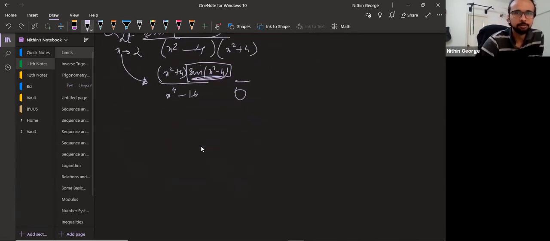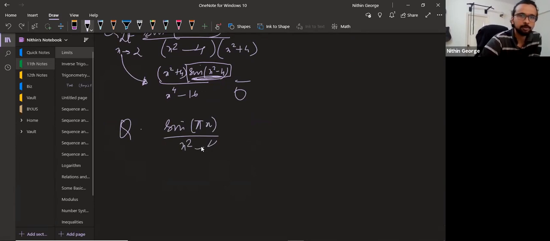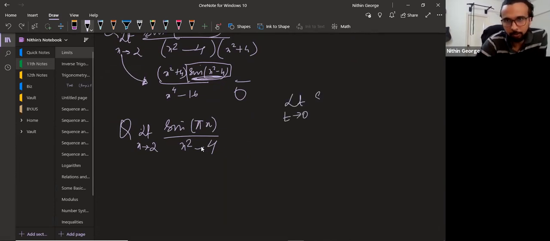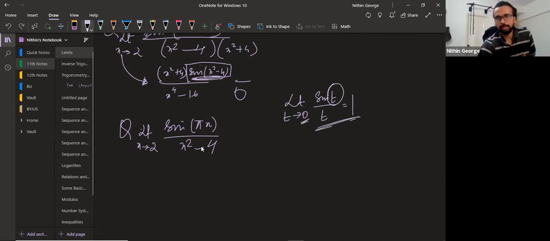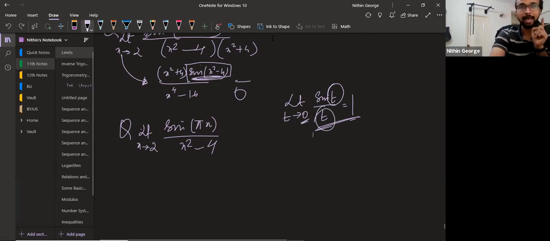Question: limit x tends to 2 of sine of pi x by x square minus 4. The idea I need is the form I already know, sin t by t equal to 1. So this angle should tend to 0 and the denominator should tend to 0 as well. The first thing I have to notice is that the angle should tend to 0. Are you following?